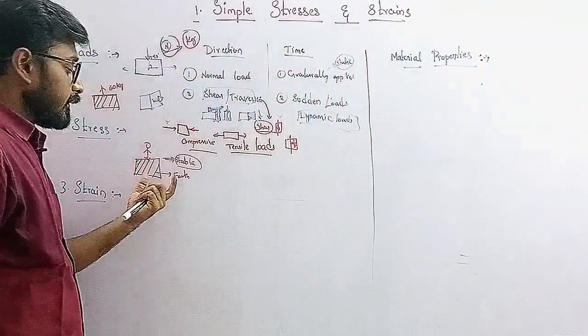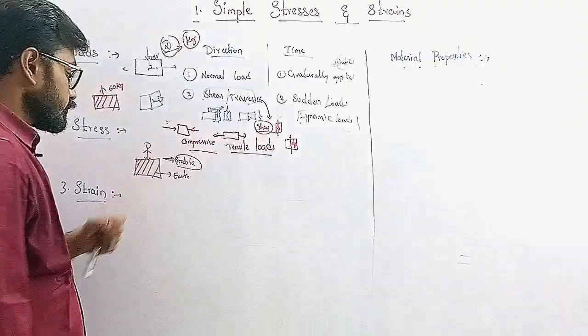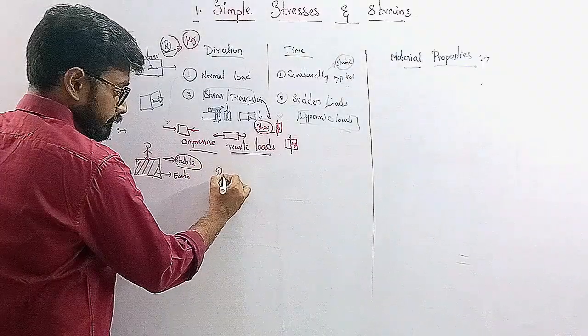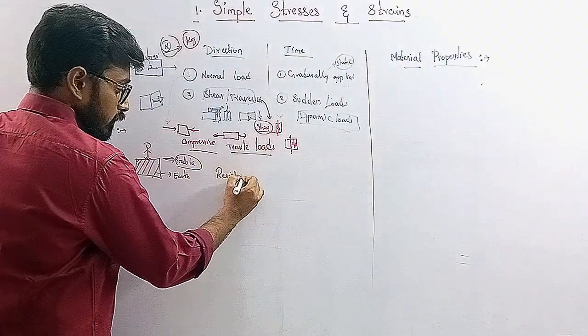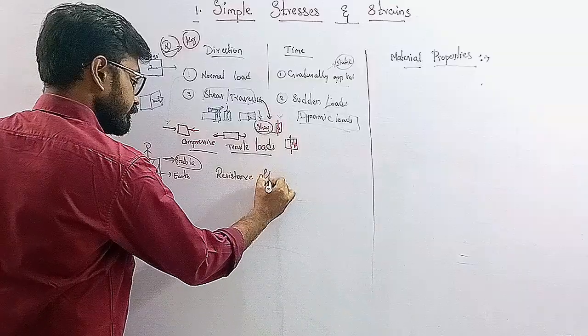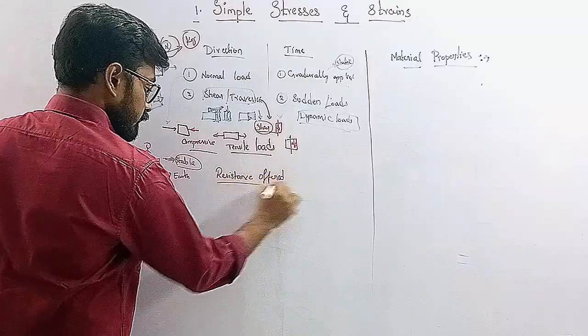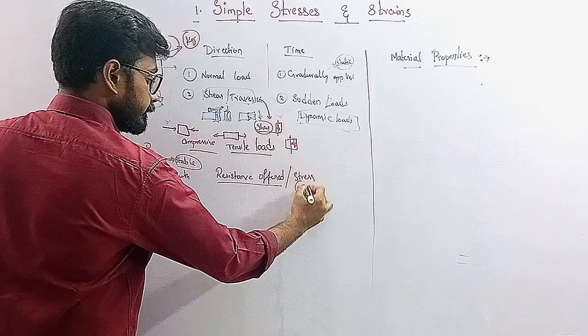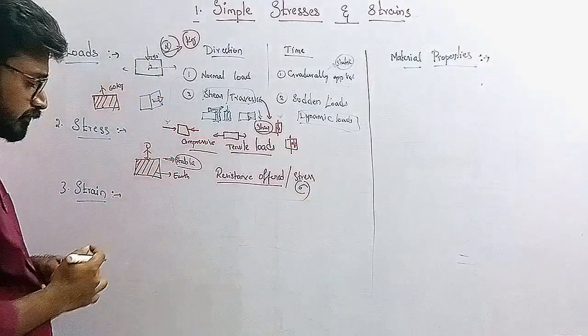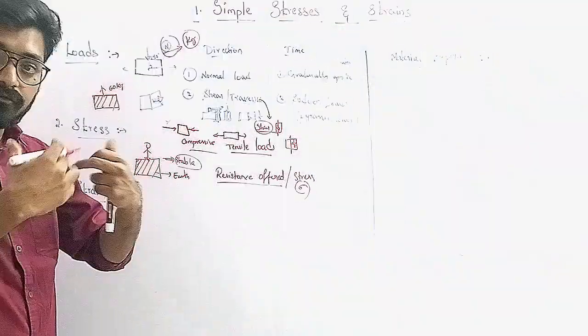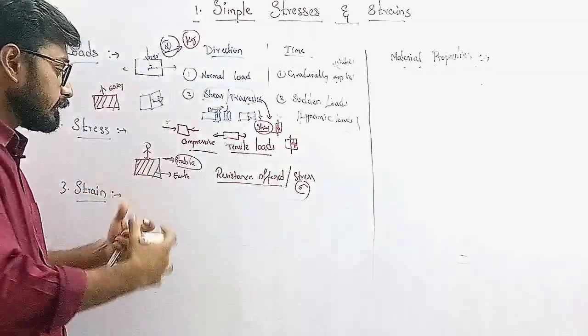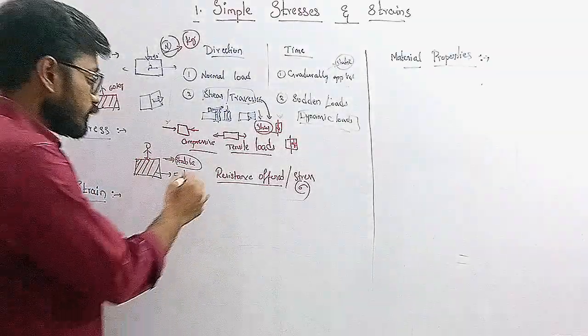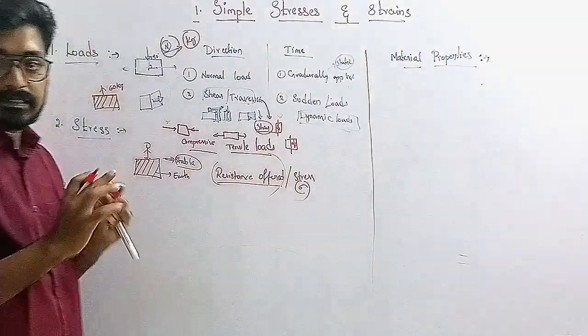So here the material has some resistance. That resistance offered to a load is called stress. It is denoted by sigma, right? So the resistance which is offered to the load acted upon it is nothing but stress. Okay. So here the pressure is different and the stress is different.